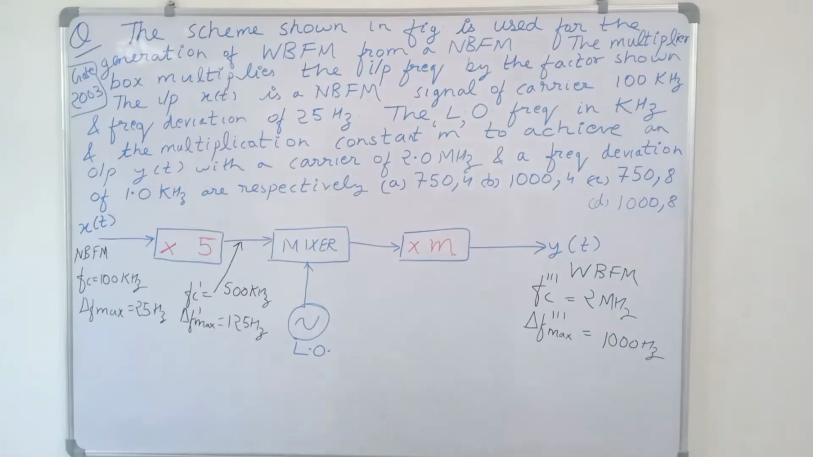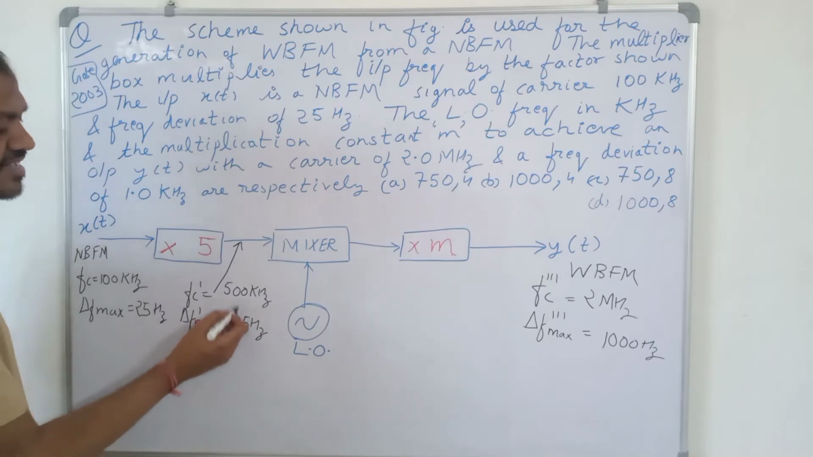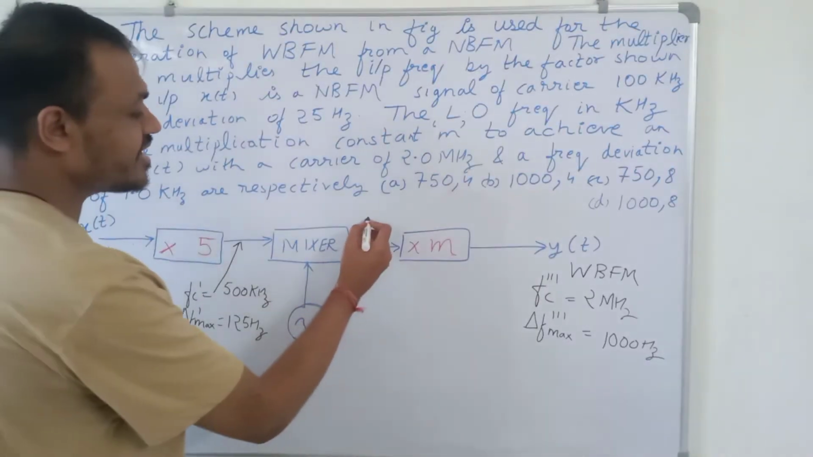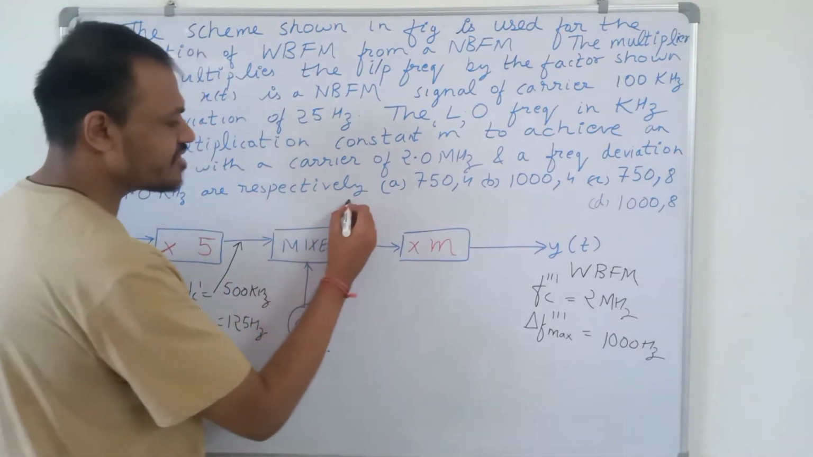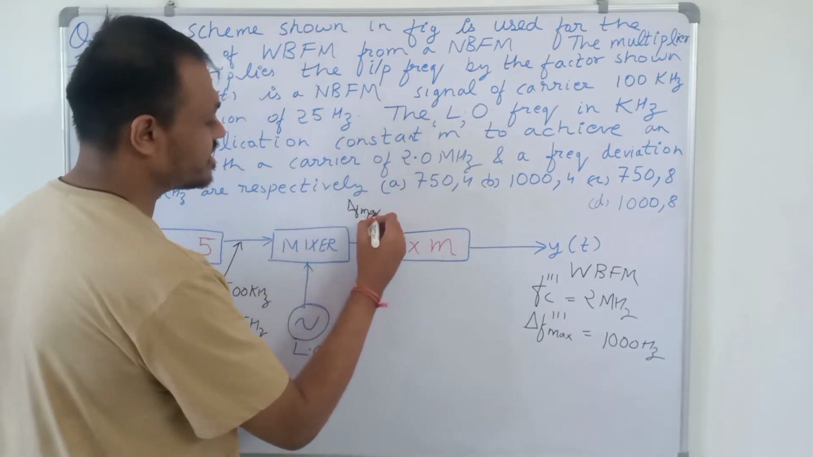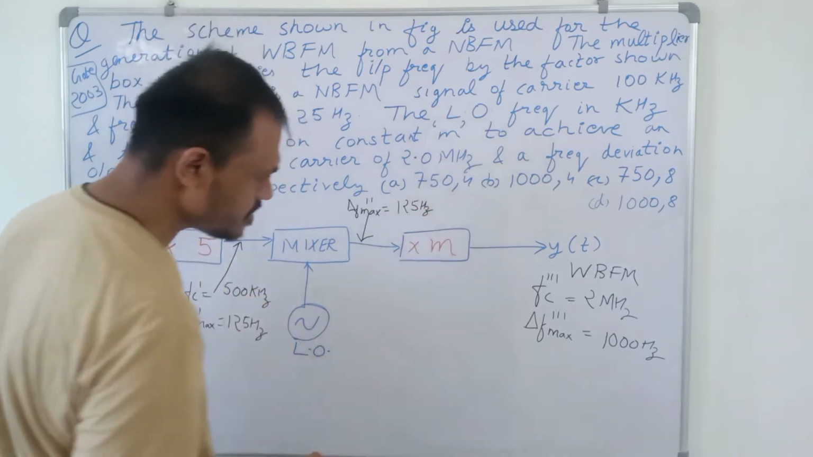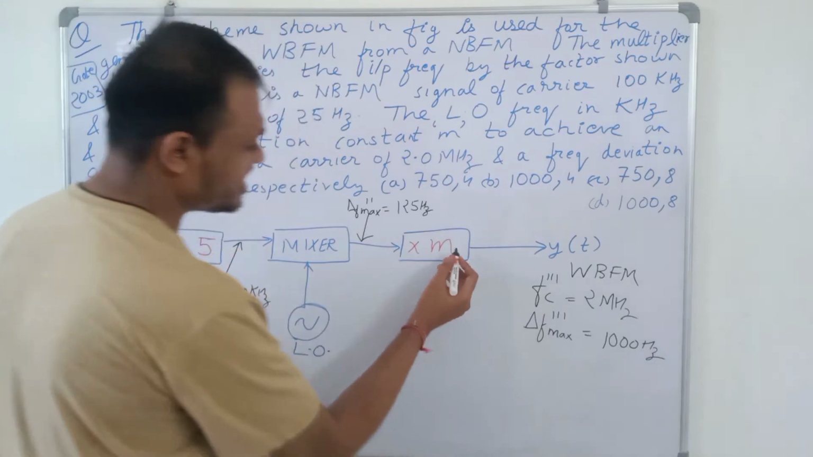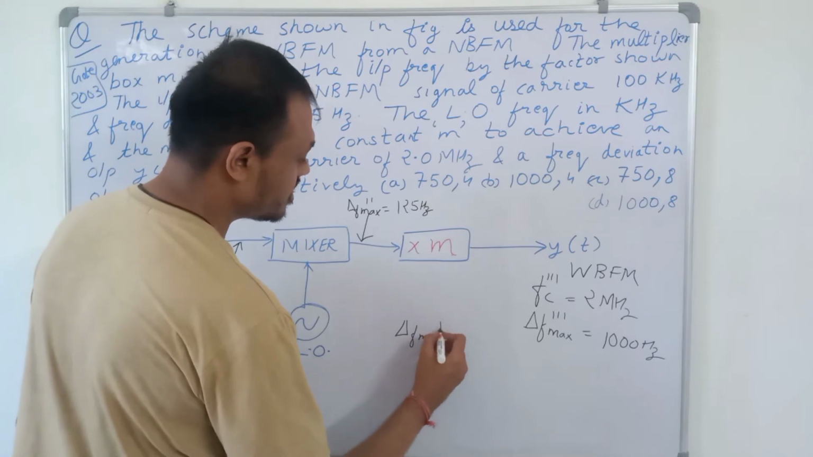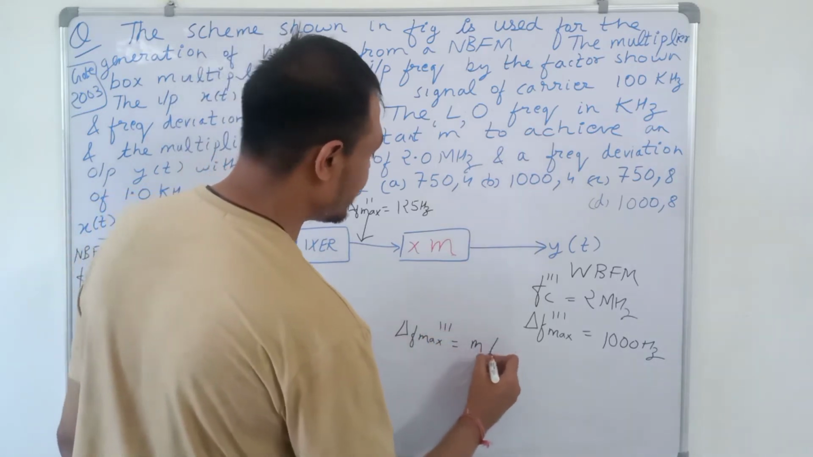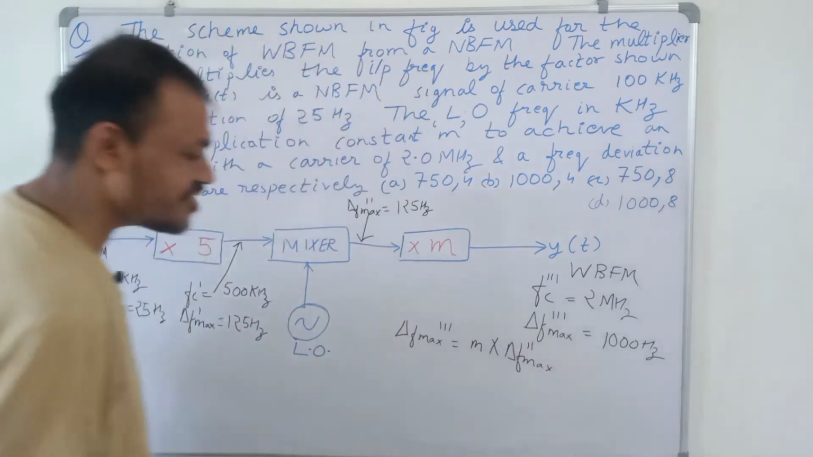Now the important point is that the frequency deviation at this point is 125 Hz. So the frequency deviation at this point will also be equal to 125 Hz only, because the mixer does not change the frequency deviation. So delta f max double dash will also be equal to 125 Hz. And this is m. So delta f max triple dash has to be equal to m into delta f max double dash, because the multiplier multiplies the frequency deviation.